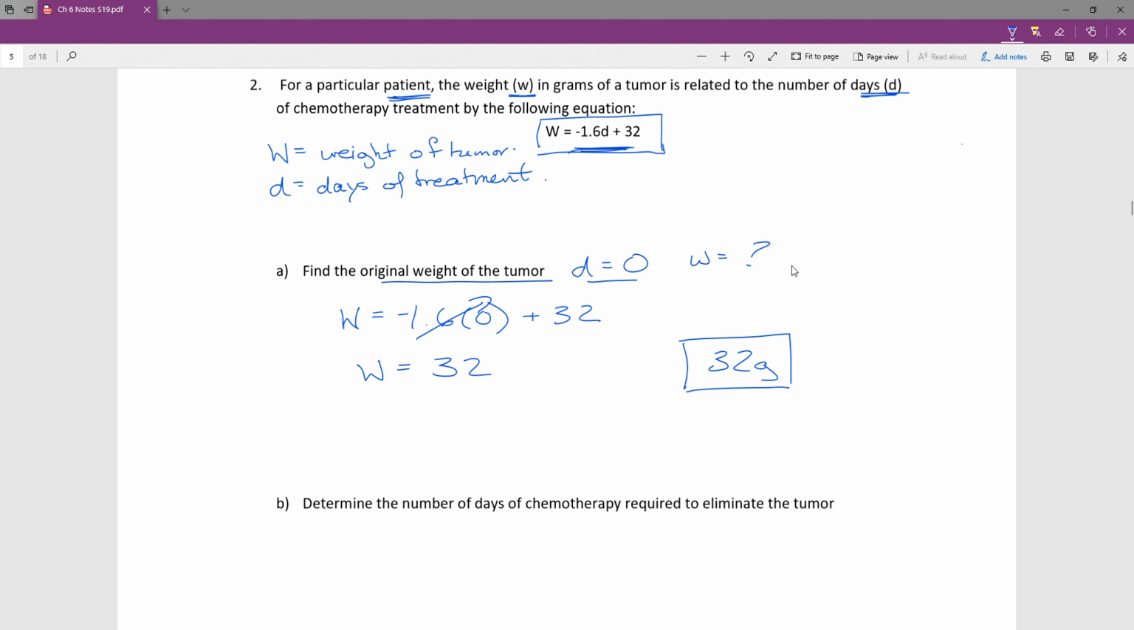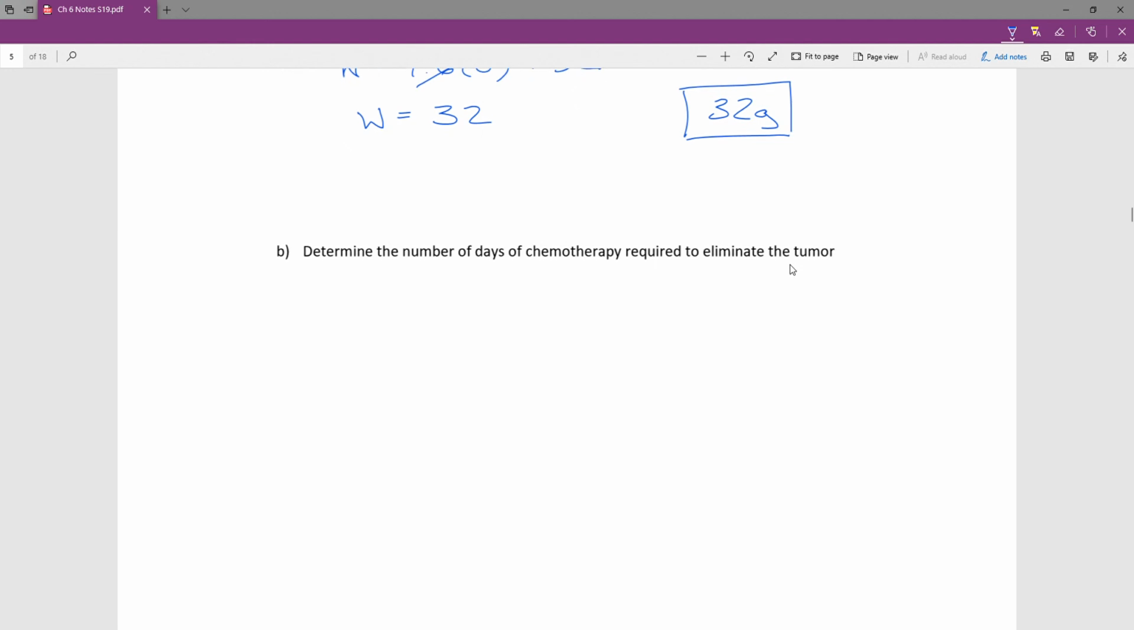It says here, determine the number of days of chemotherapy required to cure the cancer. This is awesome. Pretty sure this isn't how it works, but even if it was close, it's definitely optimistic. So what we're going to do is figure out how many days, that would be our question mark, when the weight is reduced to 0. That would mean eliminate the tumor, right? It's gone to a weight of 0. And so I would have, subbing into my equation, the weight being 0 would equal negative 1.60x plus 32.